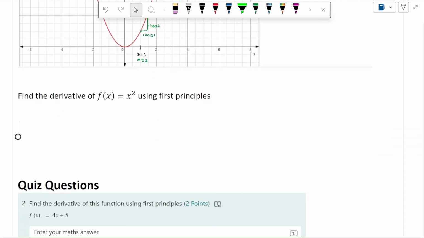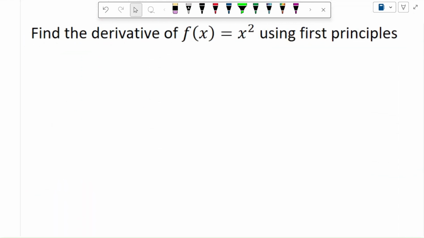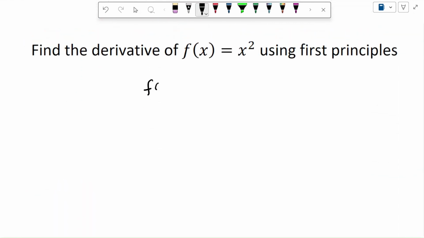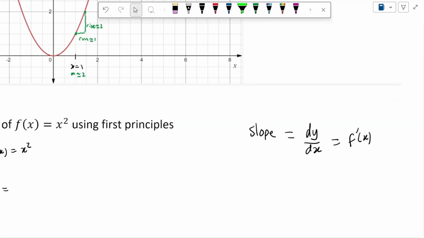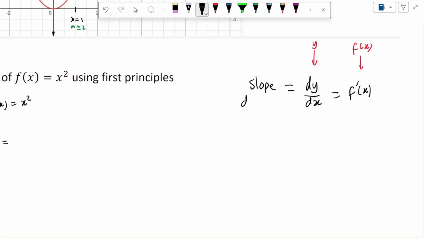And we can prove this formally using something called first principles. So f of x equals x squared is our function. And we can say that f dash of x equals... Now some notation here. The slope we call dy/dx. We also call it f dash of x. So these are two names for basically the same thing. This is like if we start with y, but if we start with a function, we just call it f of x. And we also call this the derivative of the function.